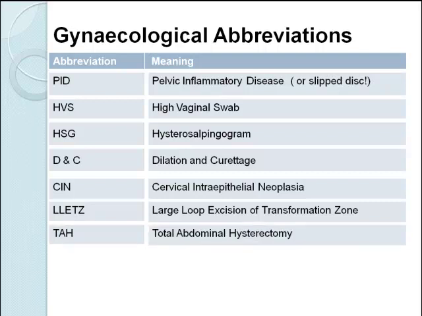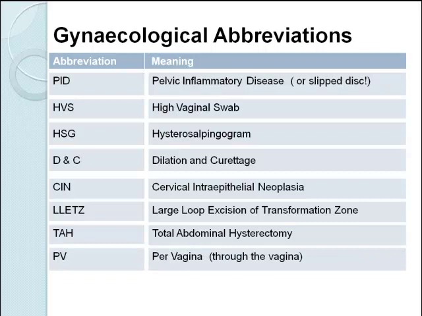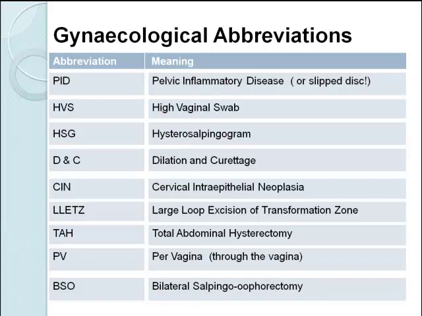TAH, total abdominal hysterectomy, that would be removing the uterus. PV means per vagina, meaning through the vagina. You can also have the term PR for per rectum, so through the rectum. BSO, bilateral salpingo-oophorectomy. Ectomy, removal of. Oophor is your ovaries, salpingo, fallopian tubes, and bilateral both sides, removing the tubes and ovaries on both sides.